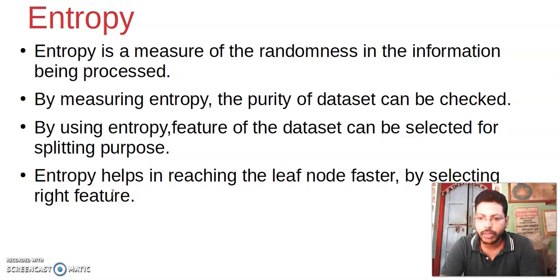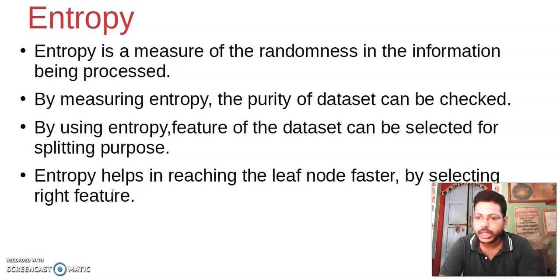If you see my previous video on decision tree, I have clearly explained how decision tree splitting is done. When the feature is selected, that feature is selected based on the entropy and information gain. So what is entropy? In this video we will be seeing. Entropy helps in reaching the leaf node faster by selecting the right feature.